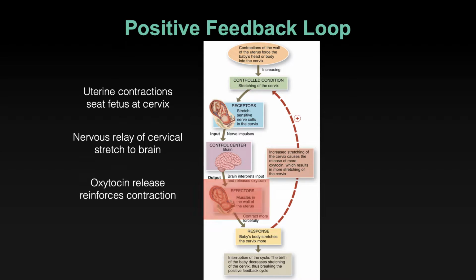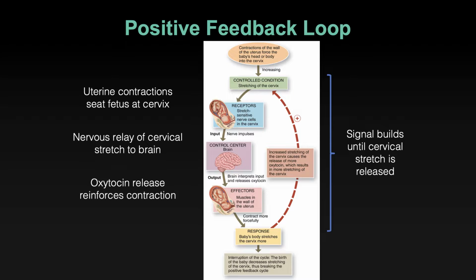The only way that this signal ceases is when stretch disappears or is absent. That happens when the baby is born. Until the stretch is released, when the baby passes through the birth canal, there's no more pressure on the cervix, there's no more stretch to be sensed, oxytocin doesn't need to be released anymore, and the positive feedback loop ends.